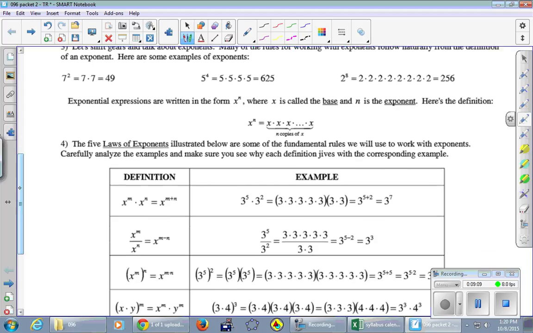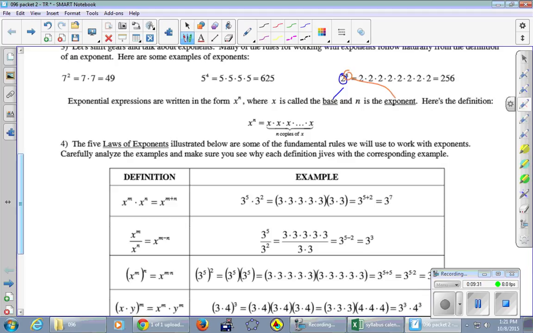Okay, just some vocabulary. If you see x to the n, we call x the base of that thing, and n is the exponent of that thing. So for 2 to the 8th, is that 2 the exponent or the base? That is the base. And then that 8 right up there is the exponent. All right?